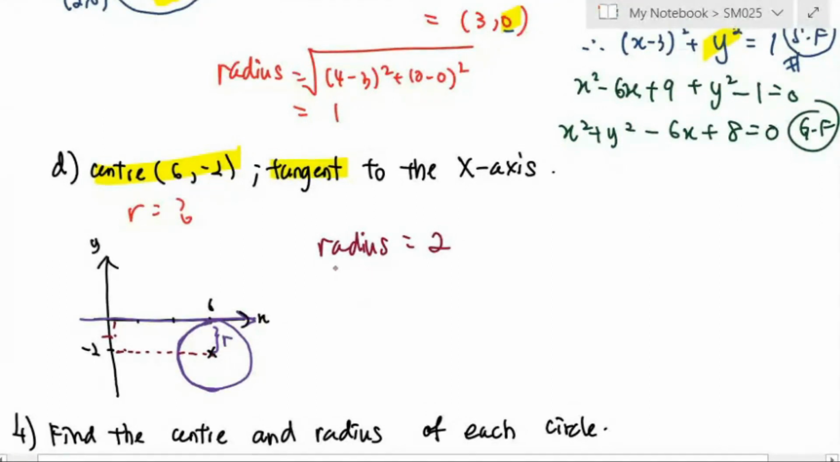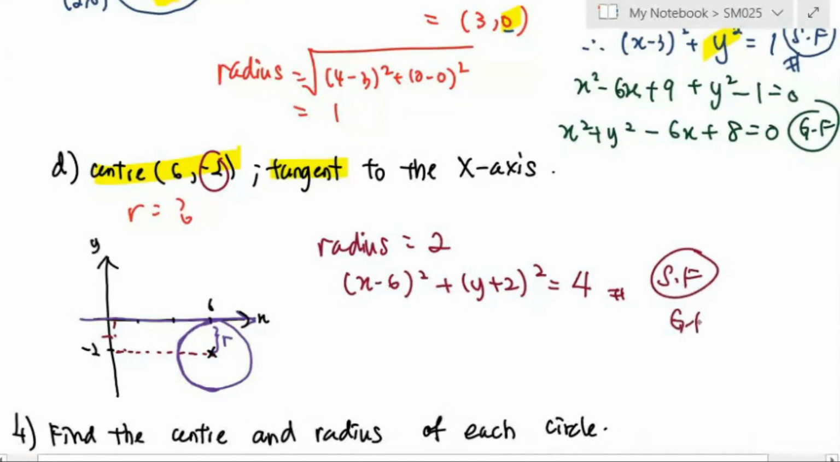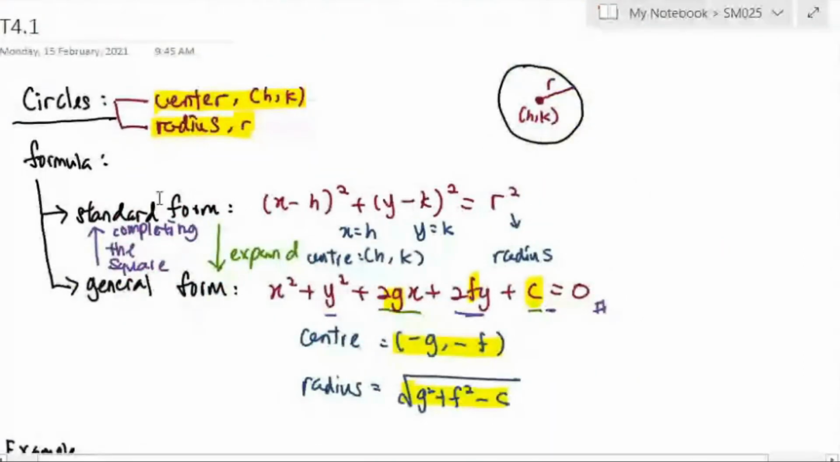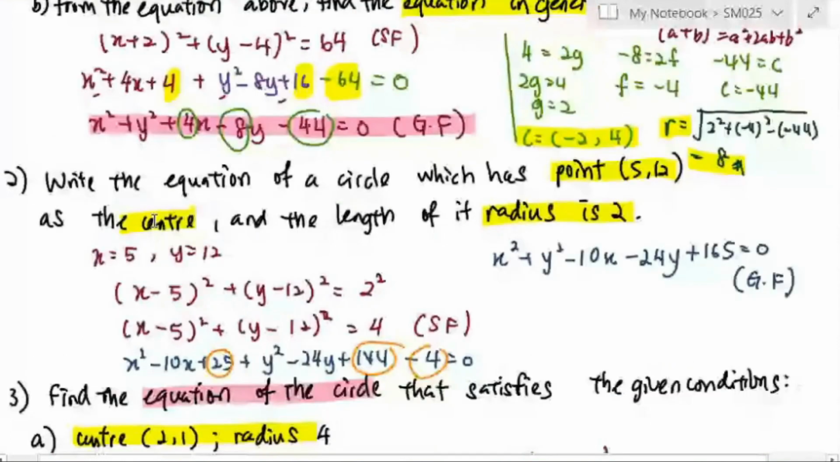Therefore, the equation of the circle will be x minus 6 square, then y will be y plus 2, because that is y -2, so y plus 2 square, radius square will be 4. So this is our standard form. So in order to find general form, we can practice one more time. Okay, so just expand it. So I have shown you from standard form to general form by expand. So how to form this standard form, how to form this general form, all the formula, center, radius, how we get. So in next example, you're going to get general form, and then how we get back standard form.